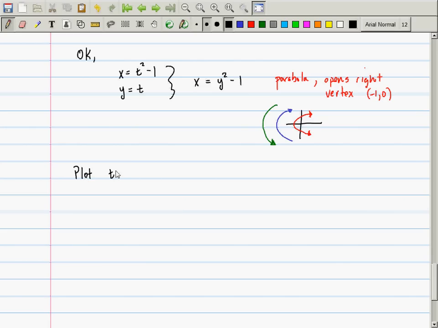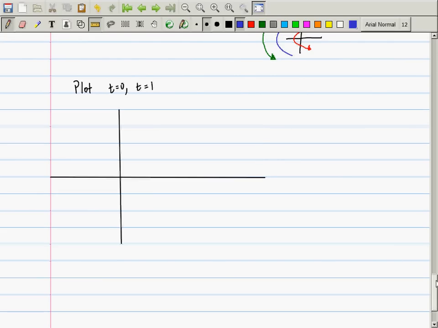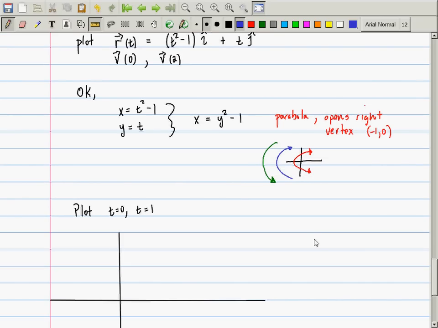Plot the points t is 0 and t is 1. Okay, so when t is 0, what do we have? When t is 0, r of t is what? Negative 1 and 0. Okay, so then here's the point, negative 1, 0.